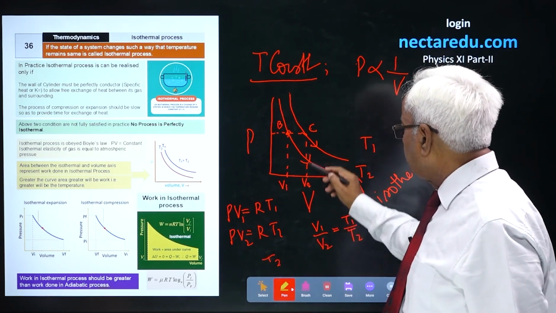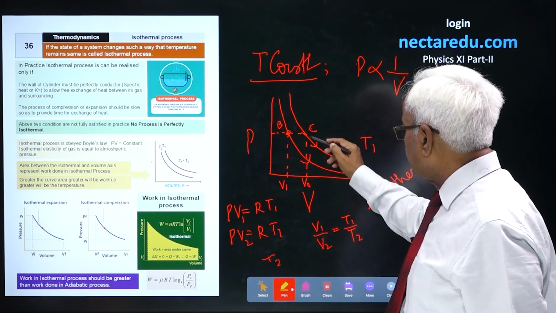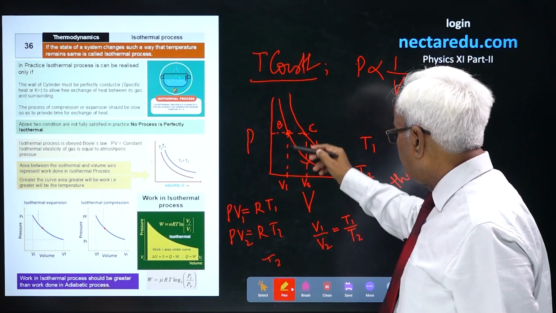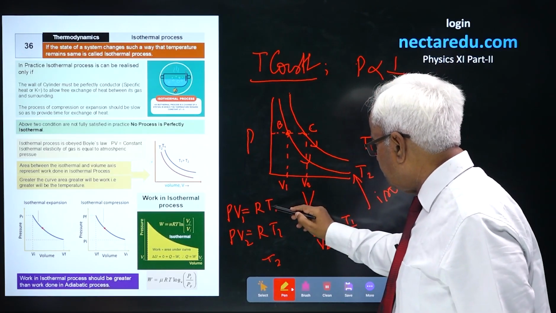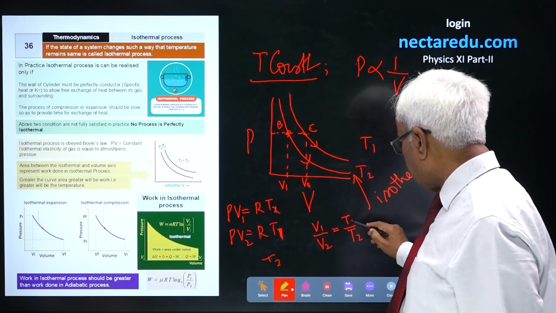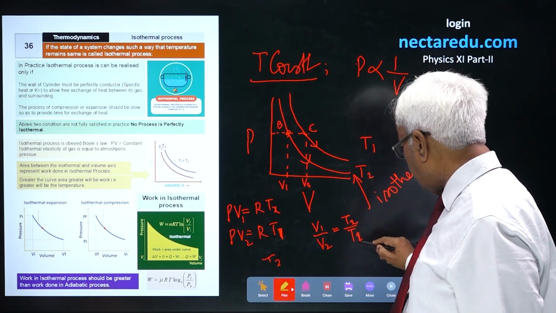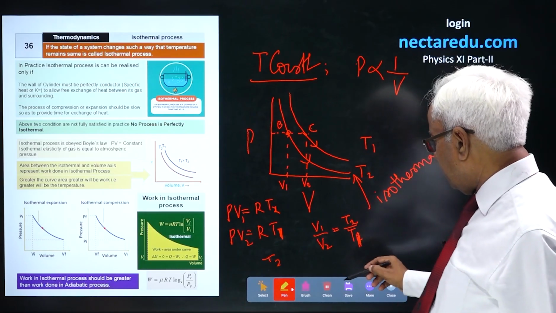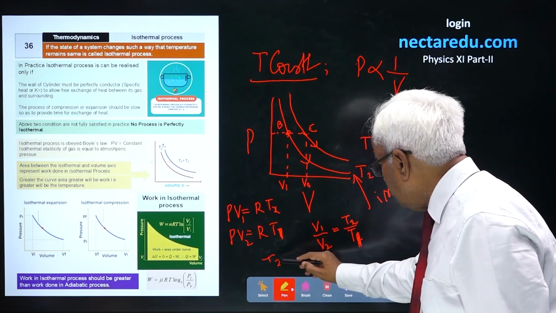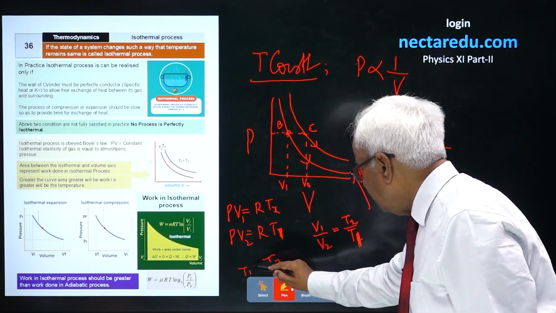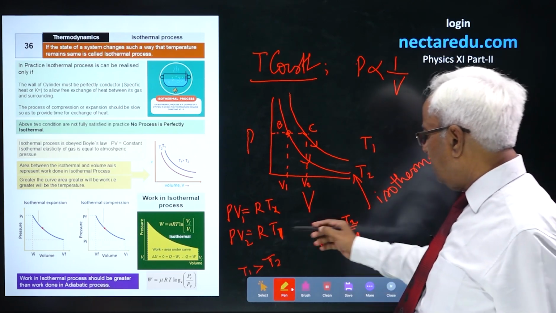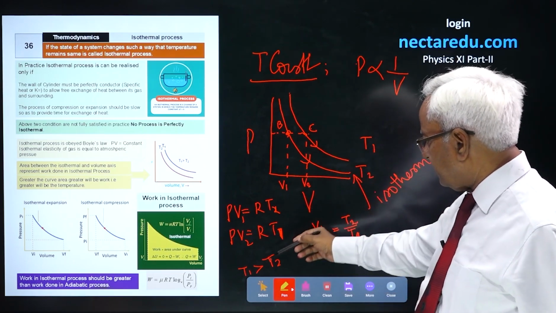But since from the graph itself it is clear that V2 is greater than V1, obviously T2 will be greater than T1. With V1 it is T2, and with V2 it is T1. If you take the ratio, it is going to be T2 upon T1, and since V2 is greater than V1, T2 is going to be less than T1. Finally, you get the result that in these two curves, T1 is greater than T2.